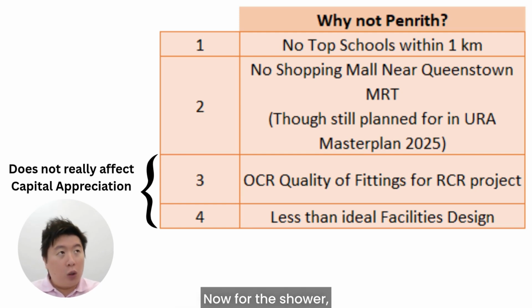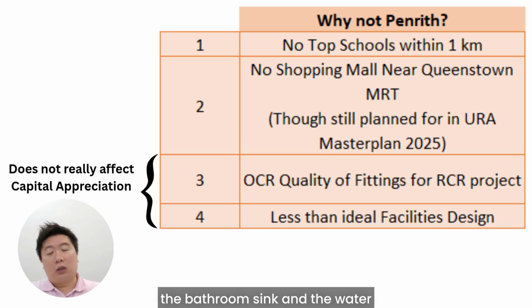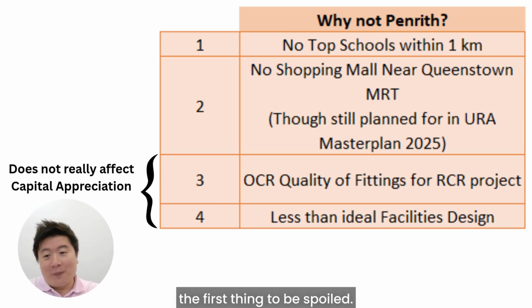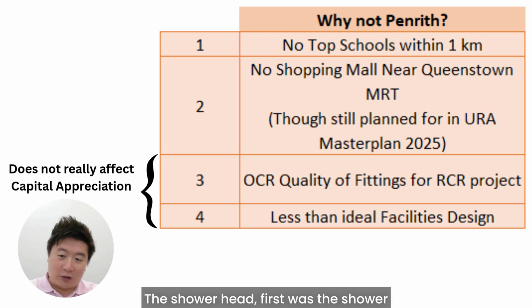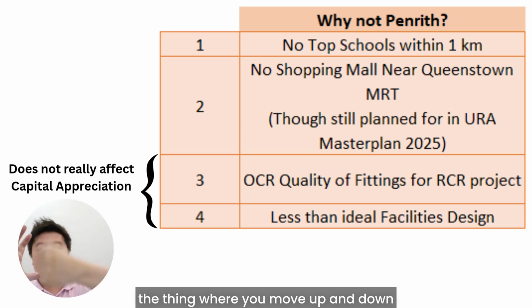Now for the shower heads, the sink, the bathroom sink, and the water closet are all Roca, and I think if I'm not wrong, the toilet bowl as well. So for me, I am using Roca in my current project, and they are the first thing to be spoiled. The shower head first was the shower head, and then the shower stand, the thing where you move up and down, right?